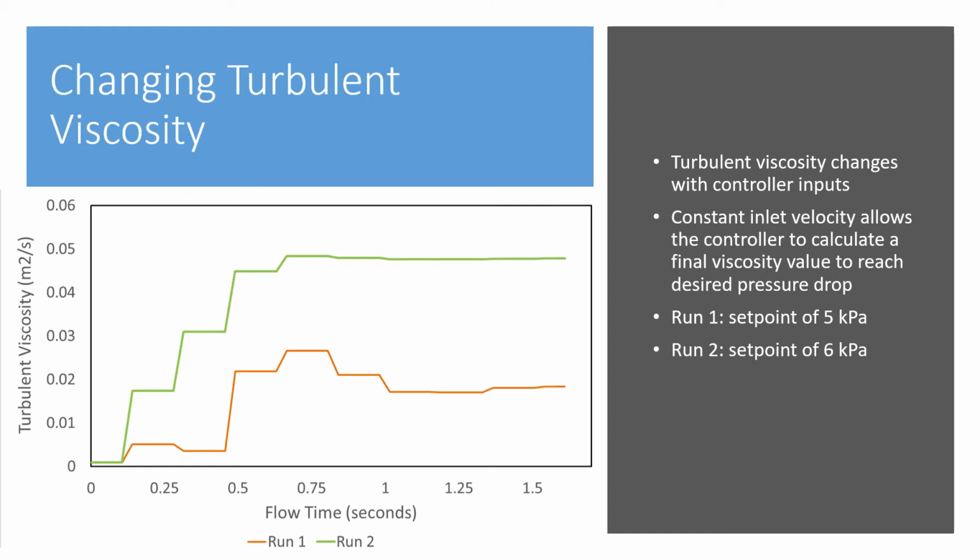You can see that run 1 was run with a set point of 5,000 kilopascals, and run 2 was run with a set point of 6,000 kilopascals to test the robustness of the controller and to ensure that it was able to meet 2 different set points when different conditions were presented to it. Due to the simplicity of the model, the controller finds a viscosity value which satisfies the set point. It doesn't require any more significant changes right at 1.5 seconds, as can be seen in the plot.